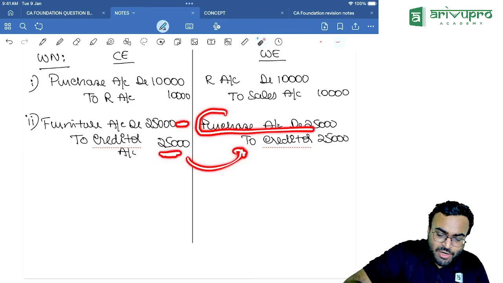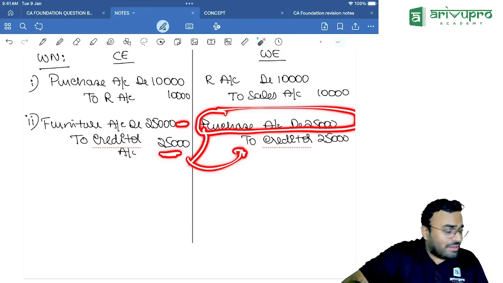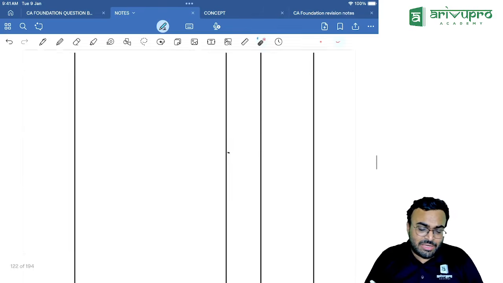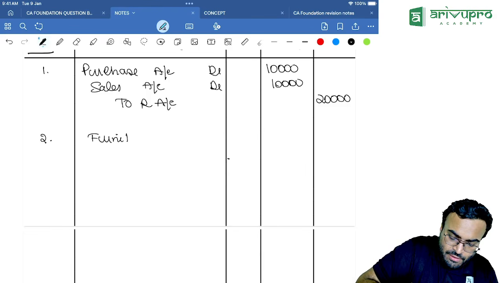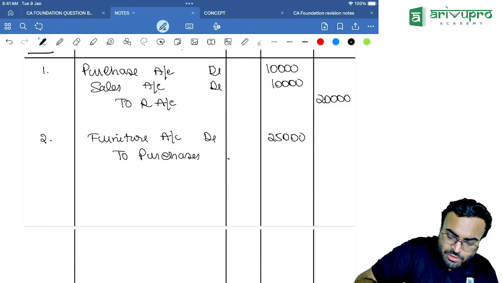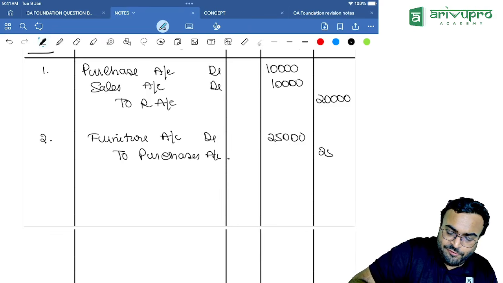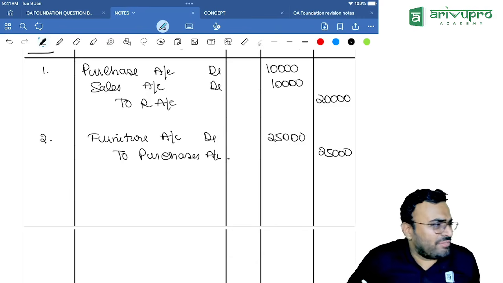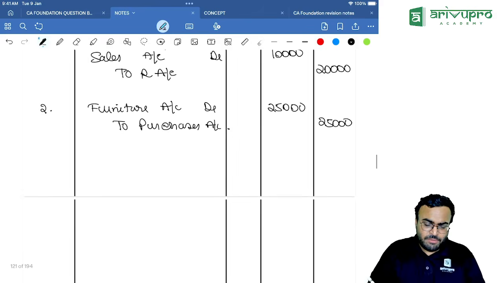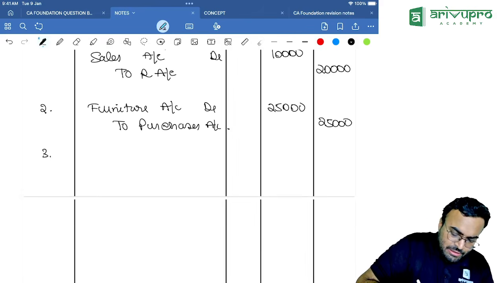There is a wrong debit over here. So what should we do? Credit it. So the rectification entry becomes furniture account debited 25,000 to purchases account 25,000. Rectification only. Okay, I hope it is clear here.